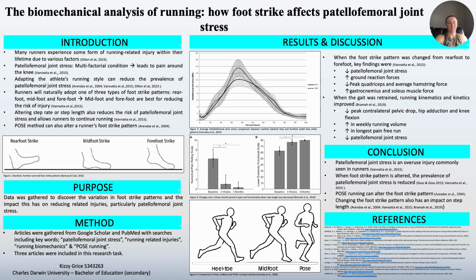There are 3 types of foot strike patterns, which can be seen over here in figure 1. You have the forefoot foot strike pattern, the midfoot, and the rear foot strike pattern, with the fore and the midfoot being the most optimal for reducing the risk of running-related injuries, particularly patellofemoral joint stress. When the runner adopts a midfoot strike pattern, the distal metatarsals, which are around this part of the foot here, meet the ground first, with the heel following. During a forefoot strike pattern, however, the foot is in a plantar flex position, so toes are pointing to the ground, and the heel does not meet the ground.